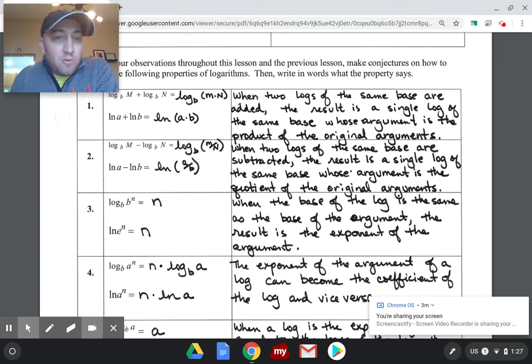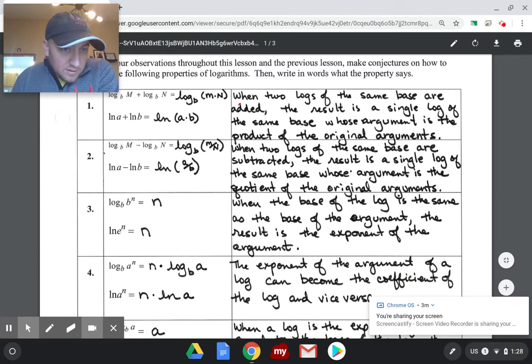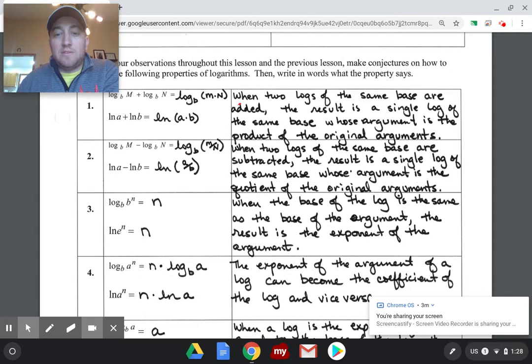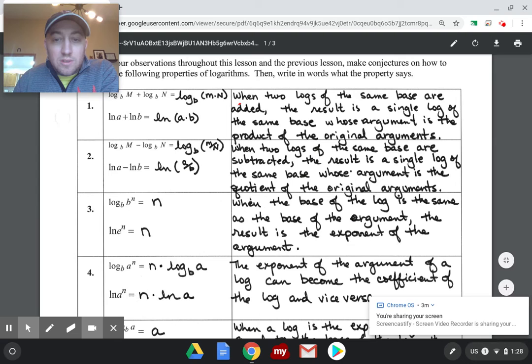And the same thing is true with the natural logarithm, or really the common logarithm as well. The second property, if I have log base b of m minus log base b of n, we are going to divide the two arguments, and the same thing is true with natural logarithms. So when two logs of the same base are subtracted, the result is a single log of the same base whose argument is the quotient of the original arguments.